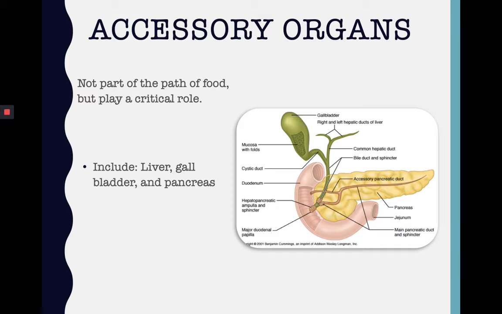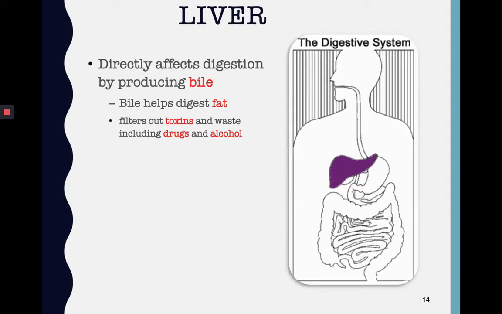Accessory organs. Here we also have accessory organs which aid in the digestive process. They are not part of the path of the food, but play a critical role. We have the liver, gallbladder, and the pancreas. We're going to learn them one by one.